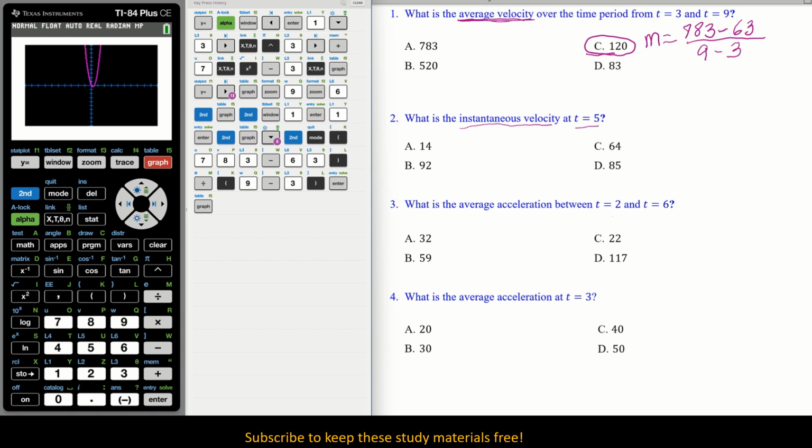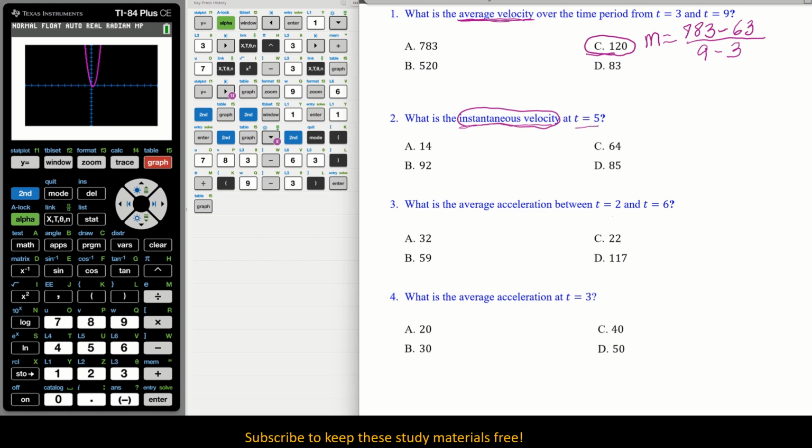Here's our graph. But when it says instantaneous velocity, I know that velocity would be x prime of t. Our equation itself is our position, and x prime, or f prime, y prime, the first derivative, that's the velocity. And then after that, double prime, that would be acceleration. So I know I need x prime, but our calculator will do this for us.